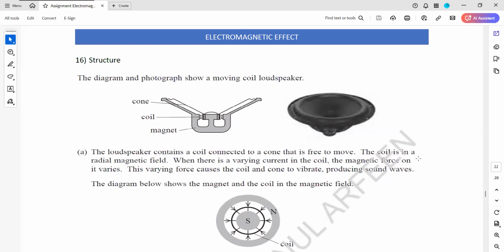Question 16, related to electromagnetic effect. The diagram and the photograph show a moving coil loudspeaker. The loudspeaker uses the same concept that when a current is passing through a wire, it experiences a force. As the direction of the current changes, the direction of the force will also change, which causes a vibration of the membrane of the speaker, and that produces a sound.